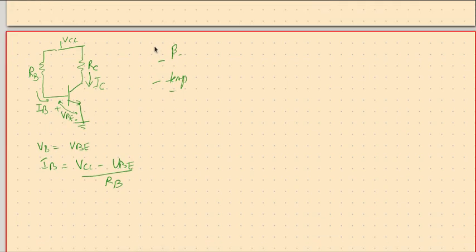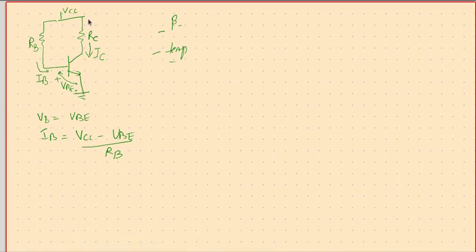One way it can be done is by using a simple circuit called a fixed bias. In the fixed bias, the base is directly connected to supply through a resistor, and this will provide a required base current. When the transistor is in active region, then there is almost a fixed voltage across base emitter, which is VBE, and IB can be easily calculated using this expression: VCC minus VBE divided by RB.